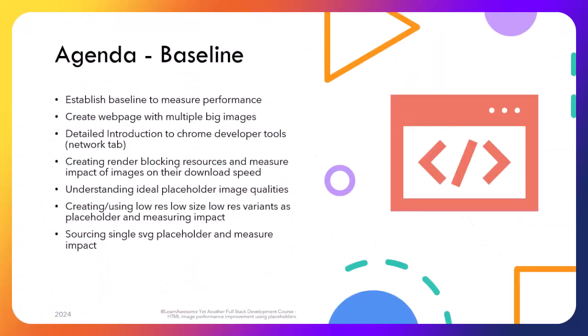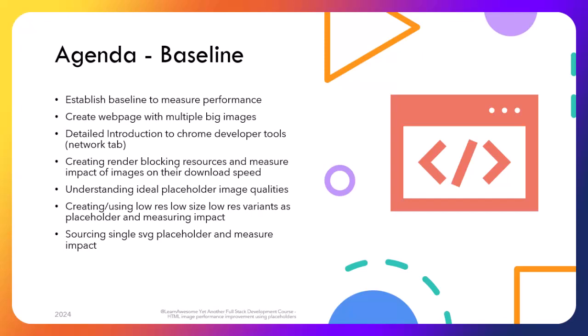Since the video is a bit long, let me introduce you to the agenda so you understand what's going on. Before actually trying out the placeholder images technique, we'll first establish a baseline to quantify and measure the performance. We'll do that by creating a web page with multiple big images first. This would be followed by a very detailed introduction to the Chrome Developer Tools Network tab. Chrome Developer Tools and especially its Network tab is an awesome resource for web developers which provides a detailed timeline for network activity of a web page. We'll use it to simulate a slow network connection over which our web pages would download, and we shall measure and store timing information for comparisons.